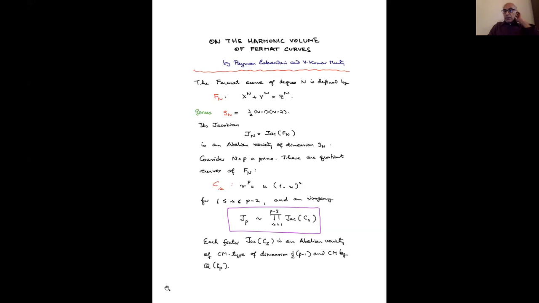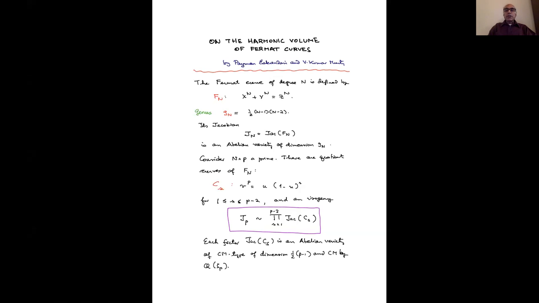So I want to speak about the harmonic volume of Fermat curves. And I should say that in the first instance I'm going to talk about certain cycles on the Jacobians of Fermat curves and the way they live in the Chow groups. I will stick to giving an overview of the main elements that we're thinking about, without worrying too much about details.